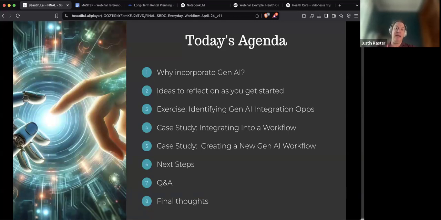Today's agenda, we're going to walk through a few different sections. The first is to give you some perspective on why it's important to be thinking about integrating generative AI into your workflow. We'll give you some framing ideas as you jump into that process that have been helpful to me as I navigate the journey. We'll do an exercise that starts to identify some opportunities for workflow integration, and we'll do a few case studies framed in different contexts. And then lastly, we'll go through some next steps, Q&A, and final thoughts.